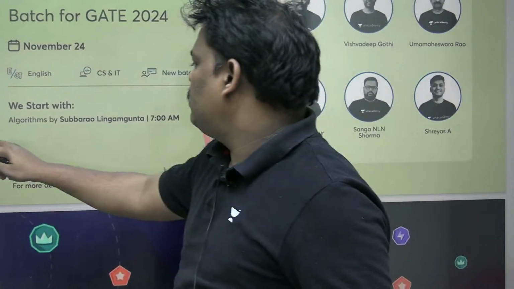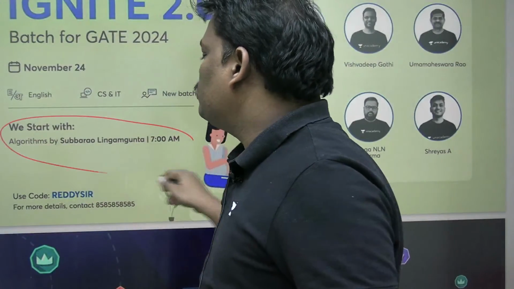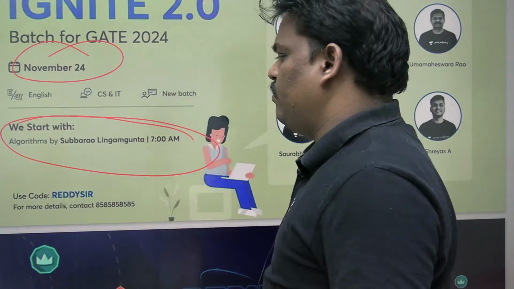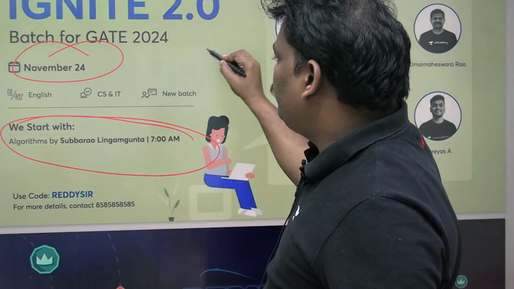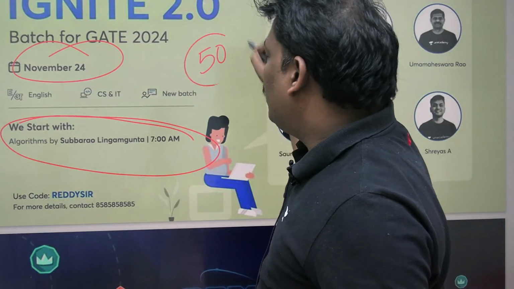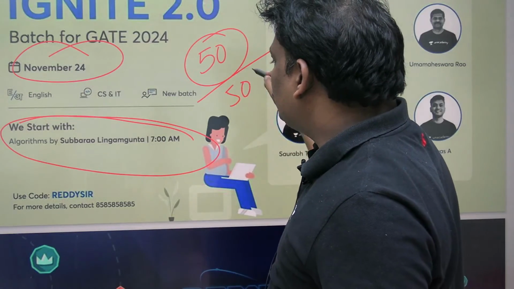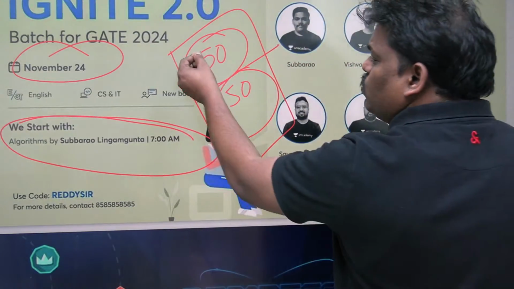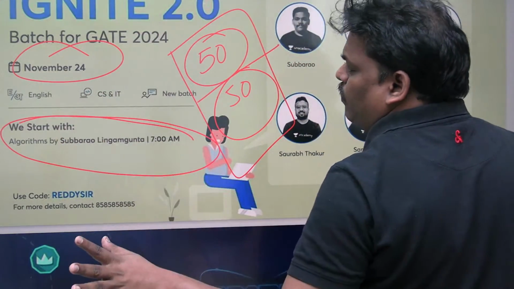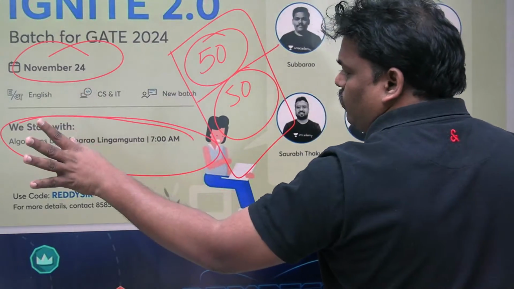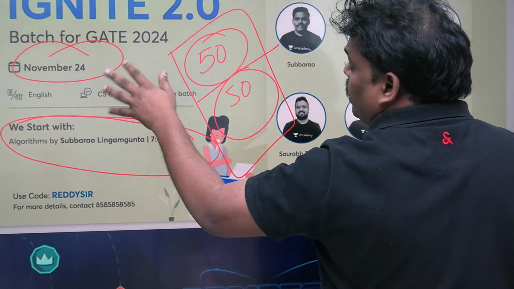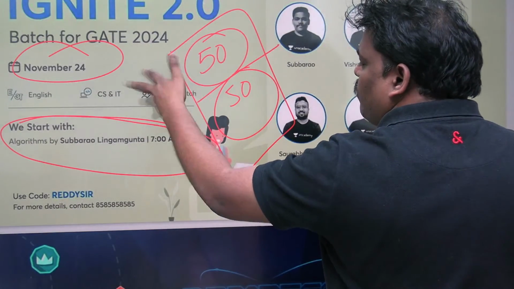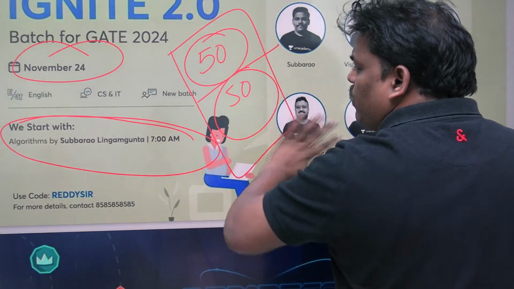Next one, everyone listen. I am starting Algorithms on the 24th of this month. It is a 50-lecture class: Algorithms 50 lectures, Data Structures 50 lectures. If you attend these 50 lectures, Algo A to Z and DS A to Z will be covered. You can crack any interview, the GATE examination, or any software interview. Everything I will cover in these 50 lectures of Algo and 50 lectures of DS.